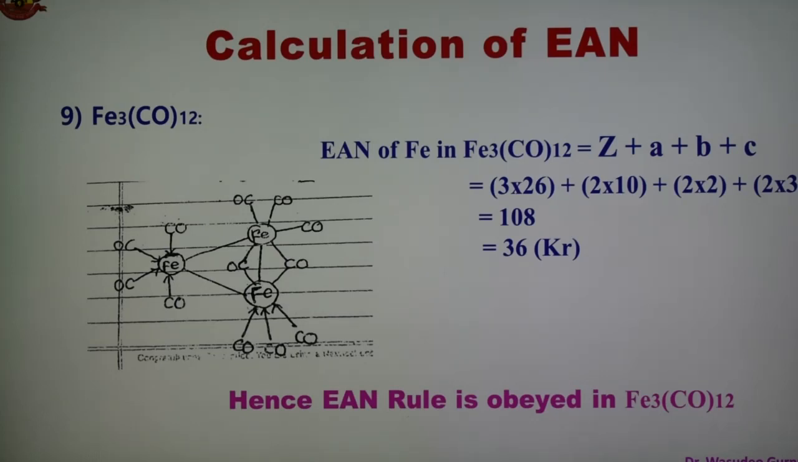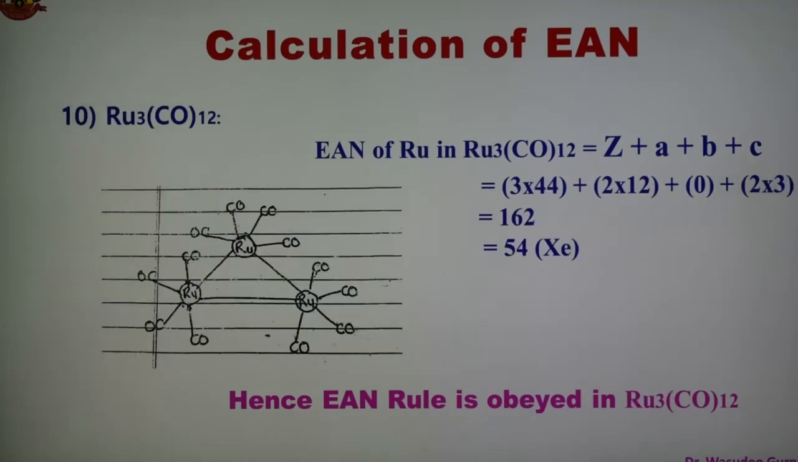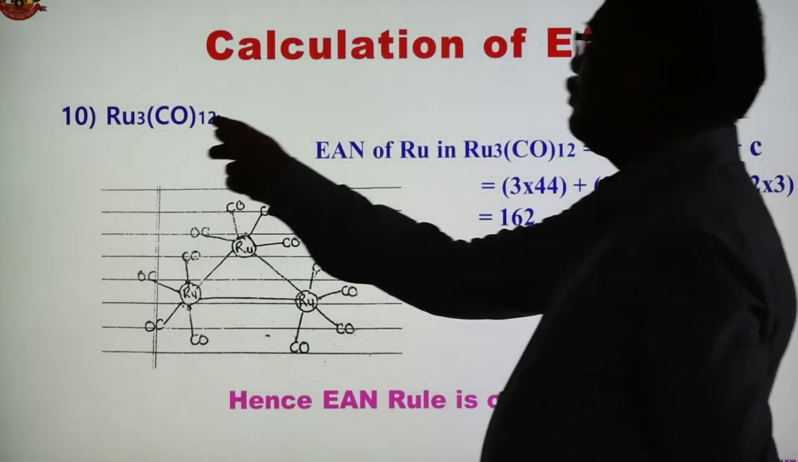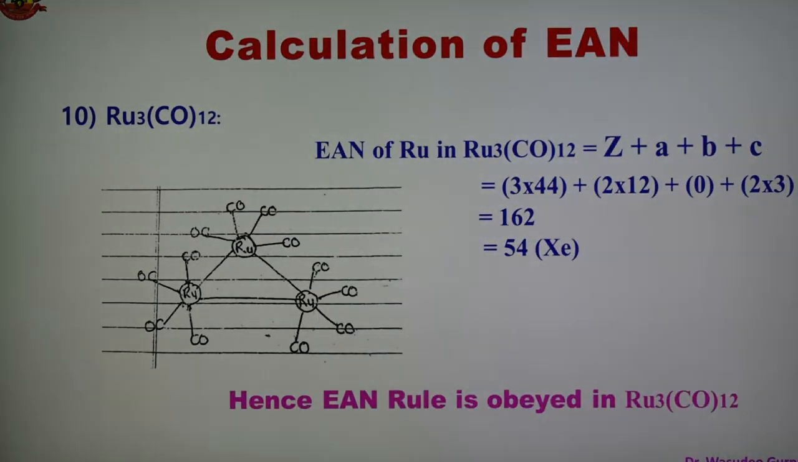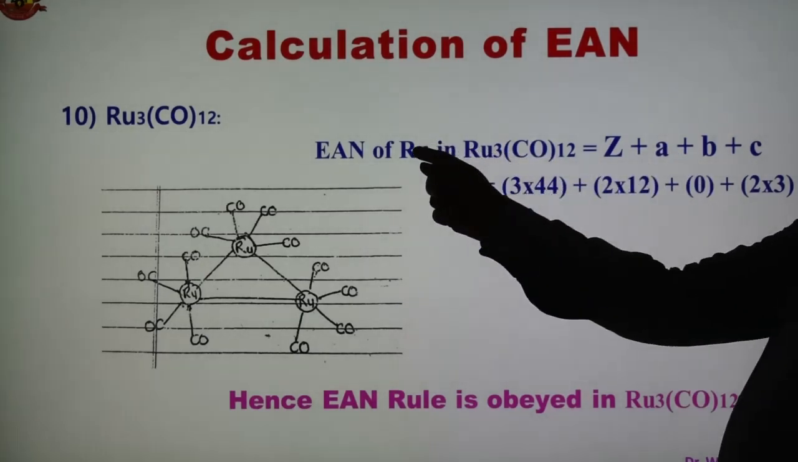So this Fe3CO12 also obeys the EAN rule. Next example is number 10, and the metal carbonyl is Ru3CO12. Ru3CO12, and in this case the EAN of ruthenium.